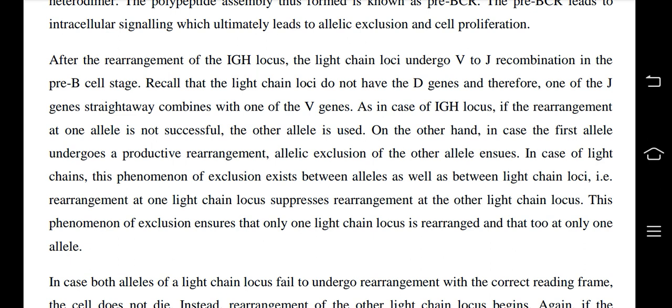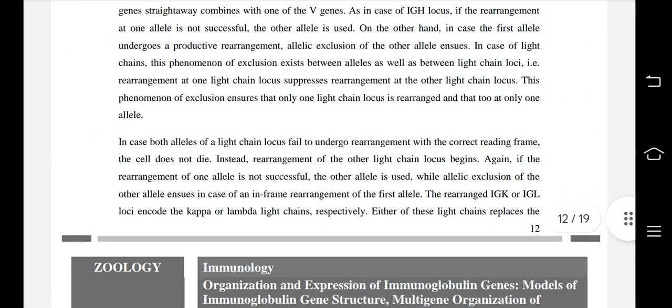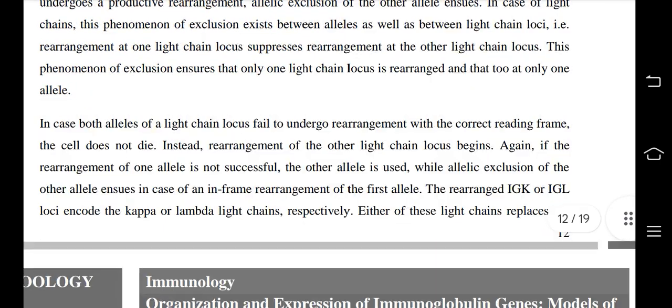In the case of light chains, this phenomenon of exclusion exists between alleles as well as between light chain loci. Rearrangement at one light chain locus suppresses rearrangement at the other light chain locus. This phenomenon of exclusion ensures that only one light chain locus is rearranged, and that too at only one allele. In case both alleles of a light chain locus fail to undergo rearrangement with the correct reading frame, the cell does not die. Instead, rearrangement of the other light chain locus begins.